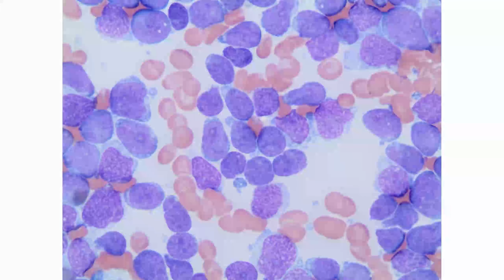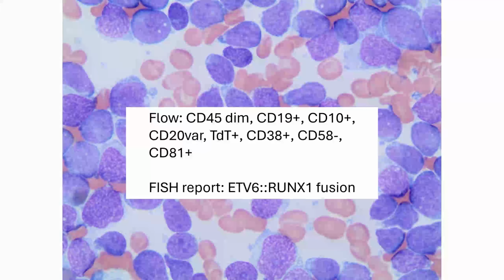Again, we see blasts under the microscope. CD45 dim, CD19 positive, 10 positive, 20 variable, TDT positive, 38 positive, negative for 58, and positive for 81. This report shows ETV6-RUNX1 fusion. What is your diagnosis? B-ALL with ETV6-RUNX1 fusion.